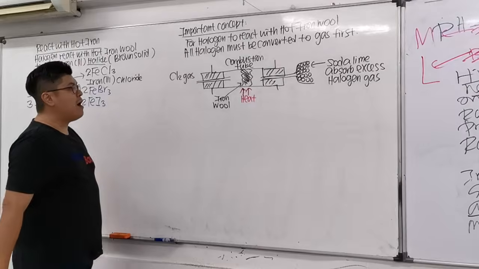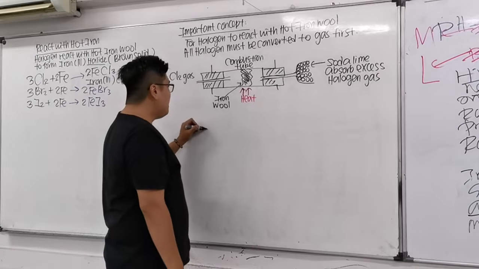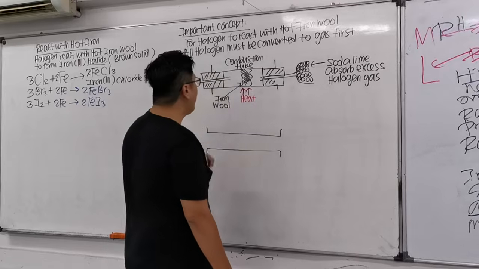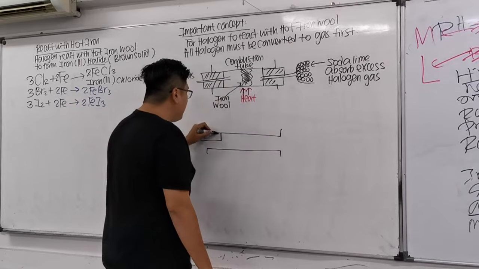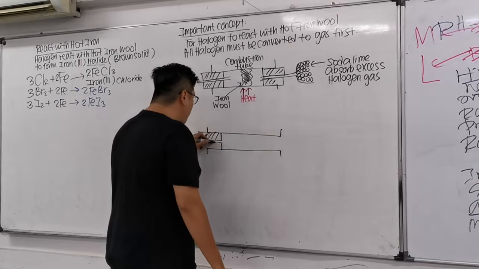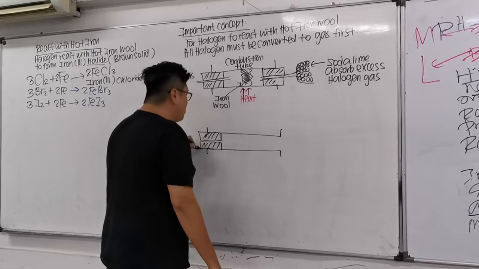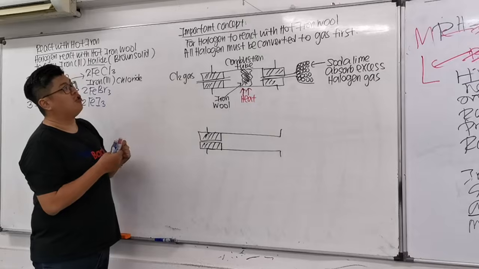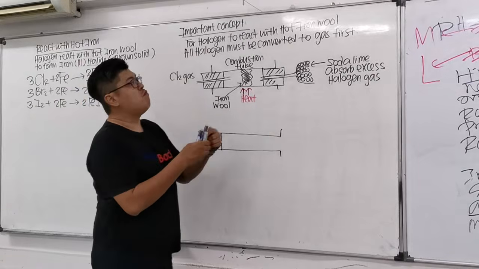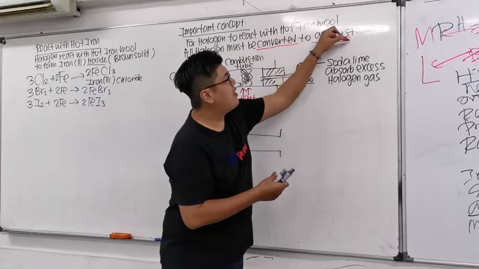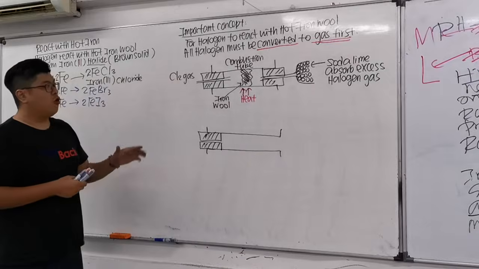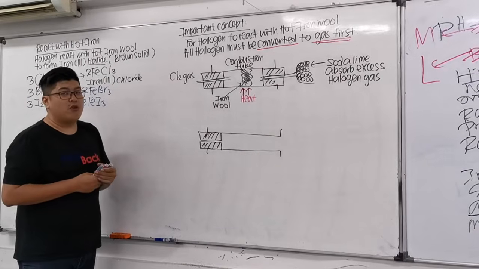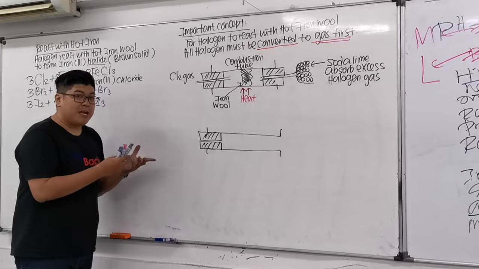What about the second one? Let's go for our bromine. Guys, naturally, bromine appears in what form? Liquid. So can a liquid go in already? No, because all halogen, when you want to go in, must become gas in the first place. So your bromine is originally a liquid, right? So what you should do is heat the bromine, make it become gas first.